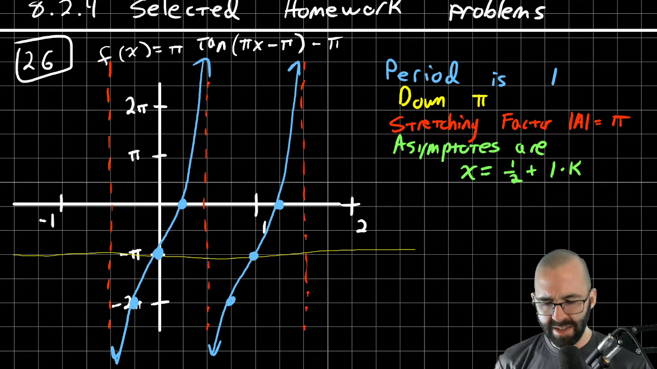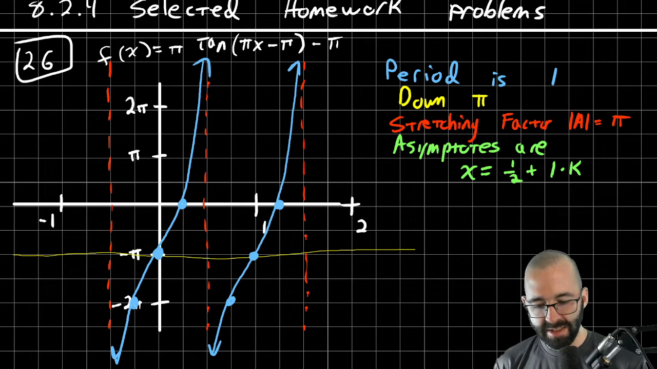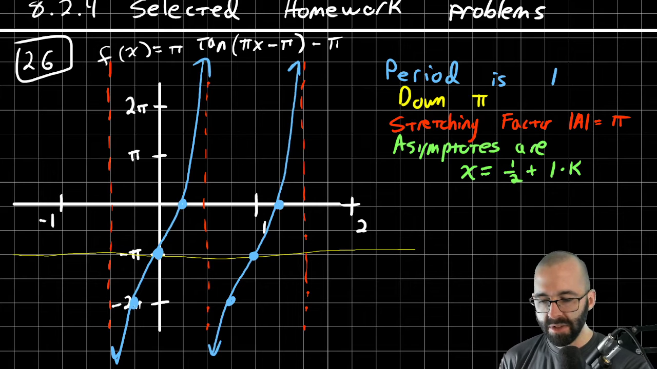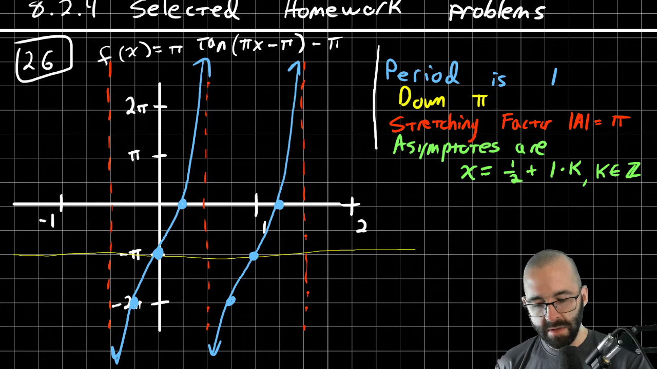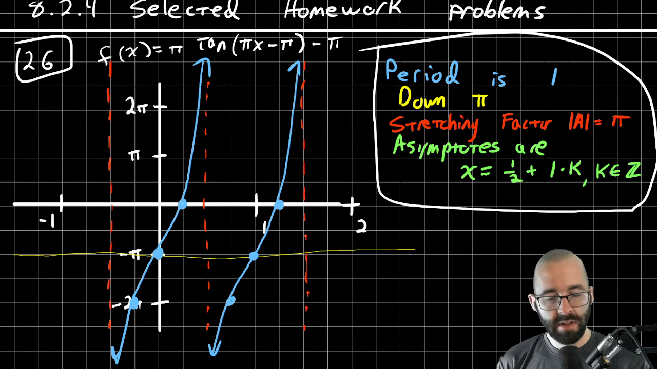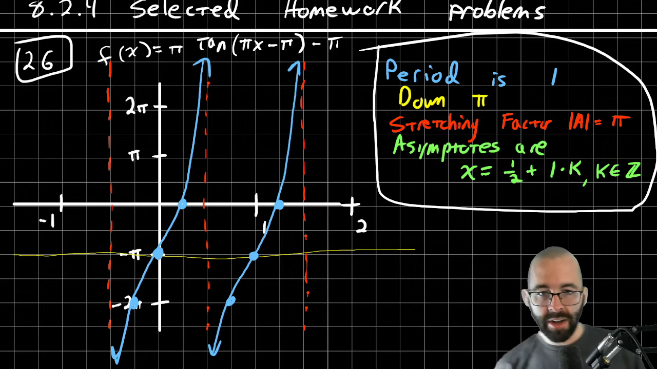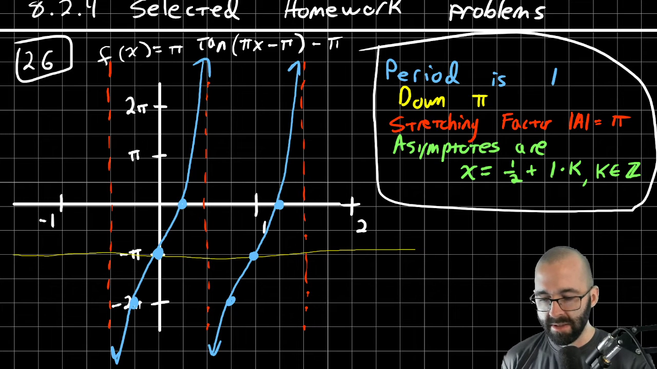This is actually the same. Did I already do this problem? This looks very familiar to me. Did a similar problem, but not the exact same problem. It has a similar answer. But those are the asymptotes. And this is for k is any integer. There we go. We have our graph. We have the other answers, and that's problem number 26. Next, let's look at 38.